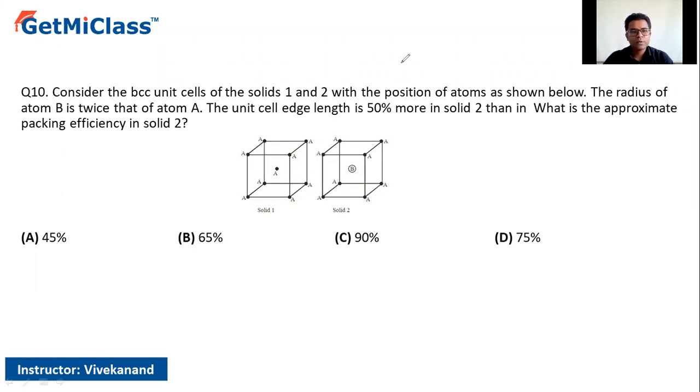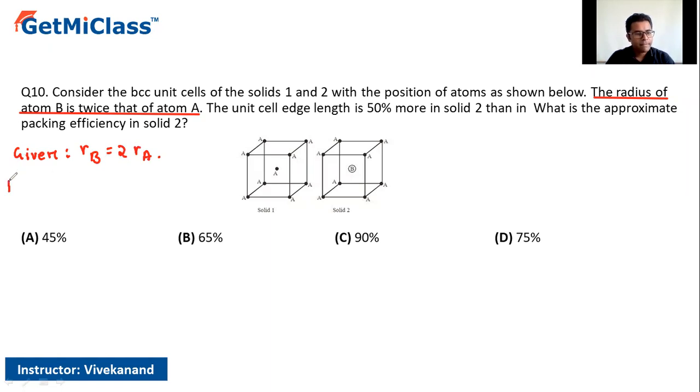Right. So first, let's note what is given here. The important point that we need to mark is that the radius of atom B is twice that of atom A. So what is given is that the radius of B is 2 times the radius of A.